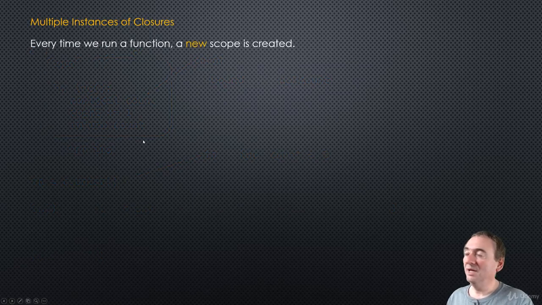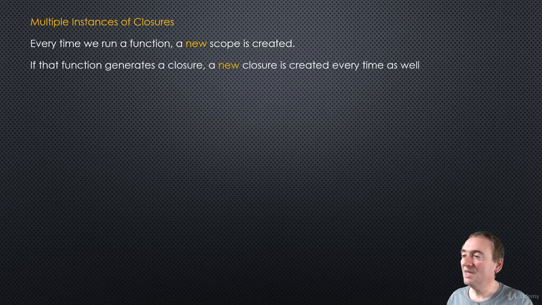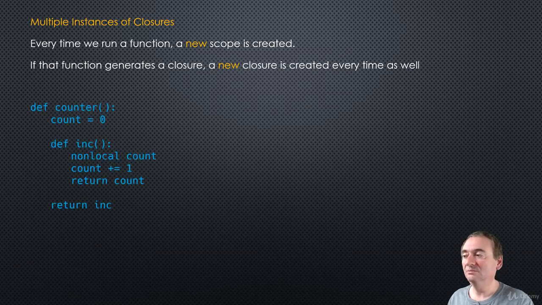Okay, what about multiple instances of closures? And that's really, again, important to understand, but if you understand when that cell is created and how it's created, then this is very easy. So every time we run a function, a new scope is created. So if that function generates a closure, well, a new closure is created every time as well. Let's look at an example of what that really means.